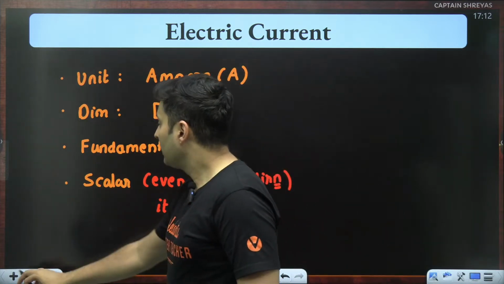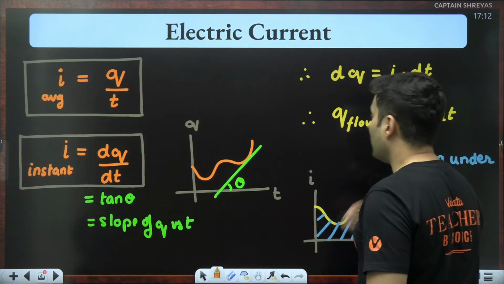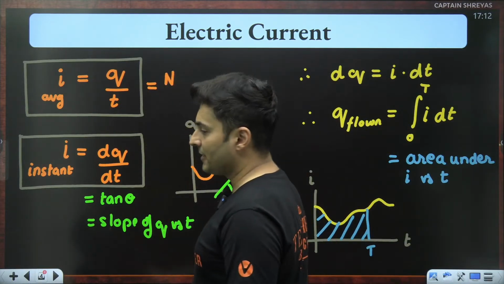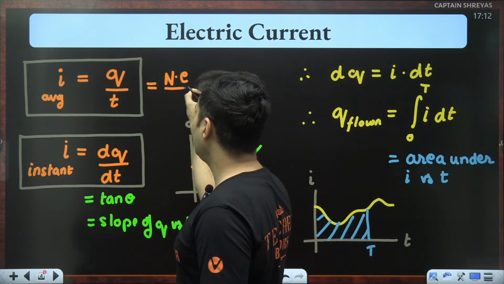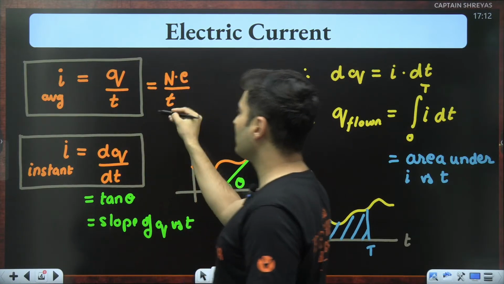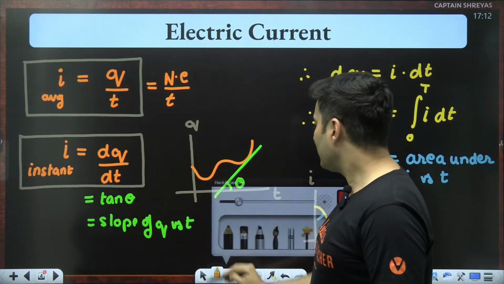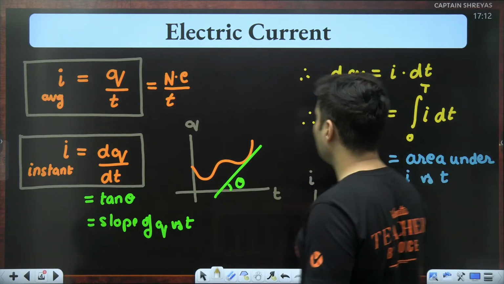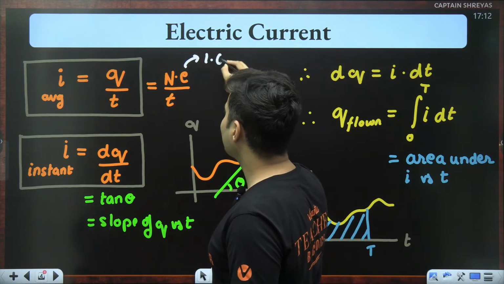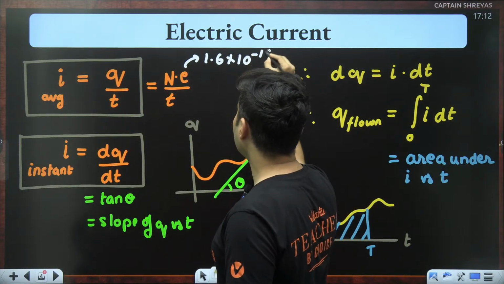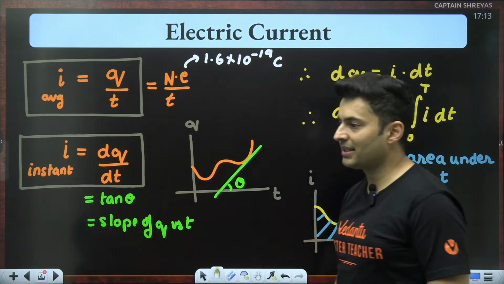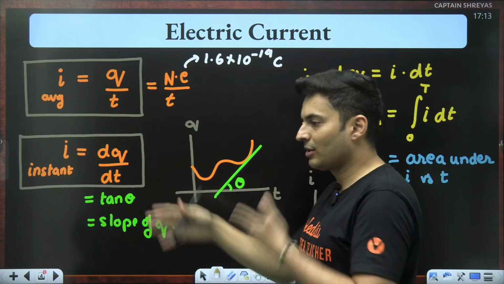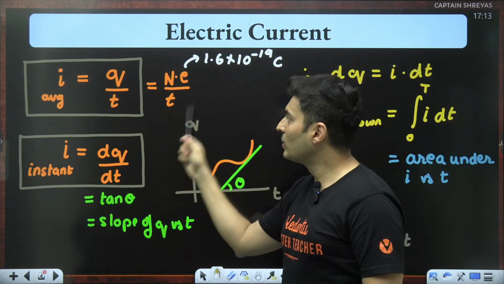As simple as that. There are many questions where instead of just charge by time, that charge might also be written down as the number of charges into each charge, which is e, the whole thing divided by time. Some places you might need this. What is this e? e is nothing but your standard constant, my dear students. Yes, it is 1.6 into 10 to the power minus 19 coulomb. How many charges exactly cross through it? That can be calculated using this formula.